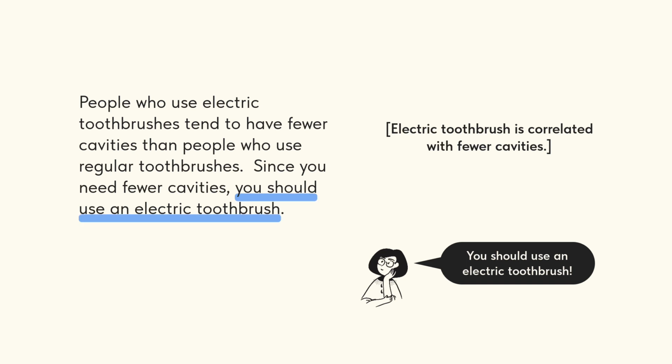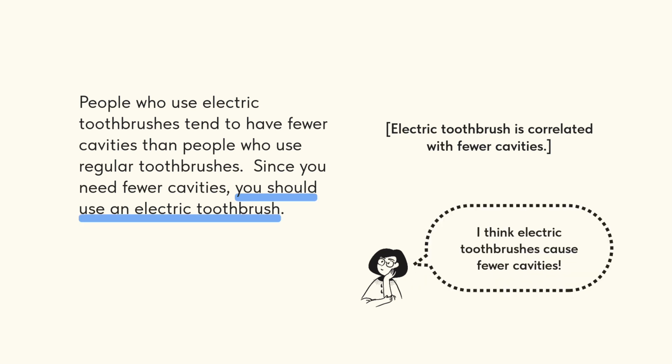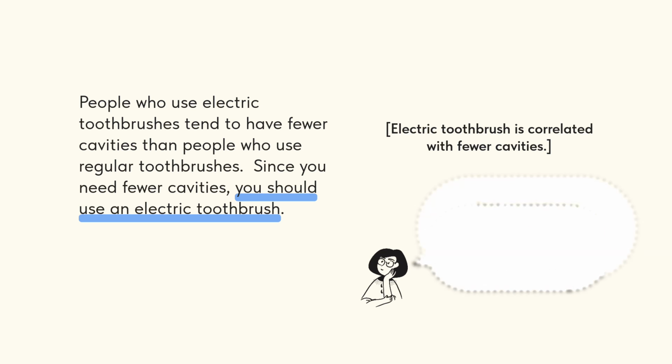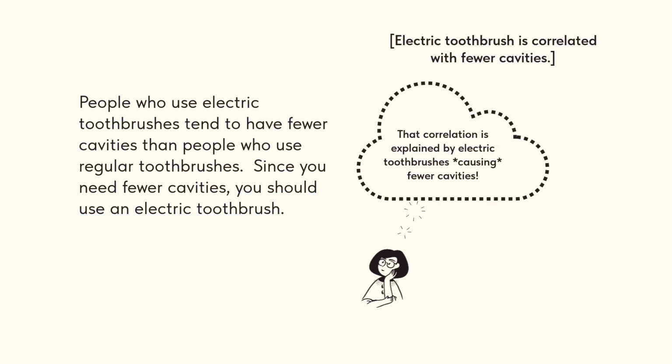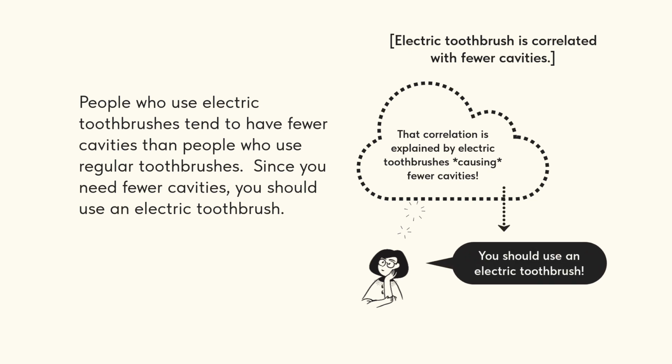Notice how this conclusion doesn't explicitly say, I think electric toothbrushes cause you to have fewer cavities. It doesn't explicitly say, I think this correlation is explained by the fact that electric toothbrushes cause fewer cavities. But this is definitely something that's being assumed by the author. The author has this explanation for the correlation in their mind, which is why they then recommend using an electric toothbrush. It wouldn't make sense for them to recommend using an electric toothbrush if they didn't think that there was this causal relationship.